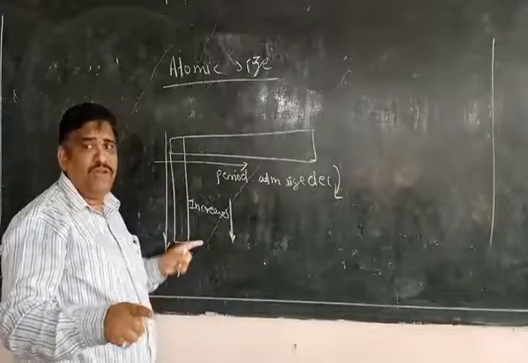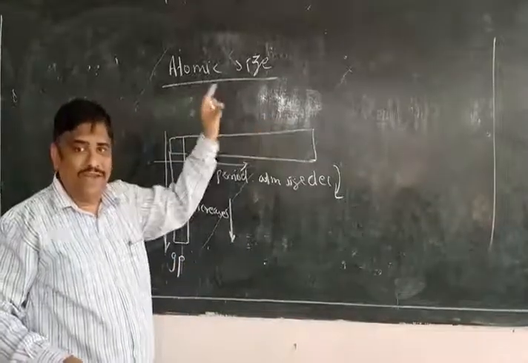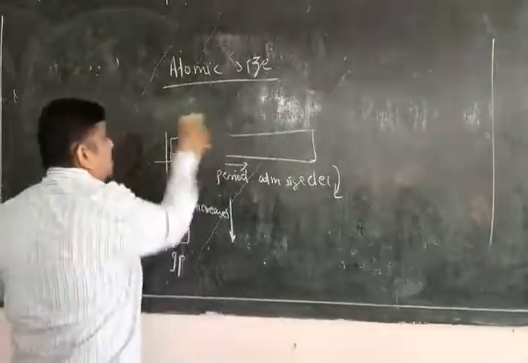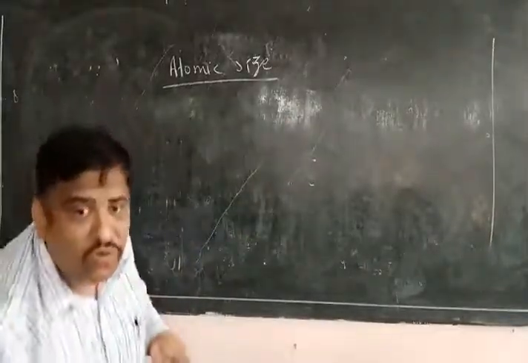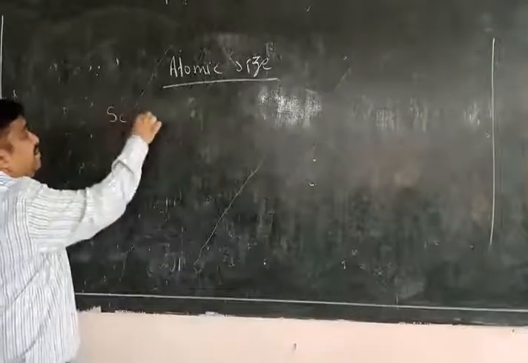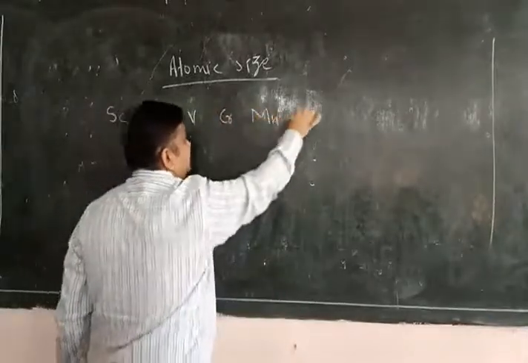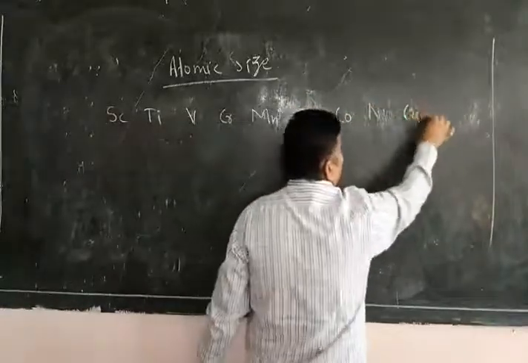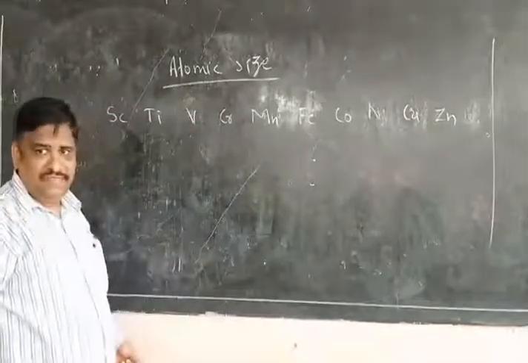But in the case of d block elements, we are going to discuss how the atomic size varies across the period. Only in the period we are going to discuss here. To discuss this, you are going to take the help of 3d series elements. Again students, I am repeating, you have to remember the 3d series elements: scandium, titanium, vanadium, chromium, manganese, iron, cobalt, nickel, copper and zinc.